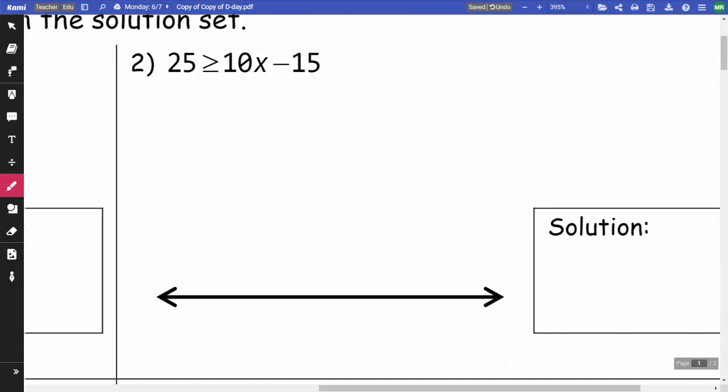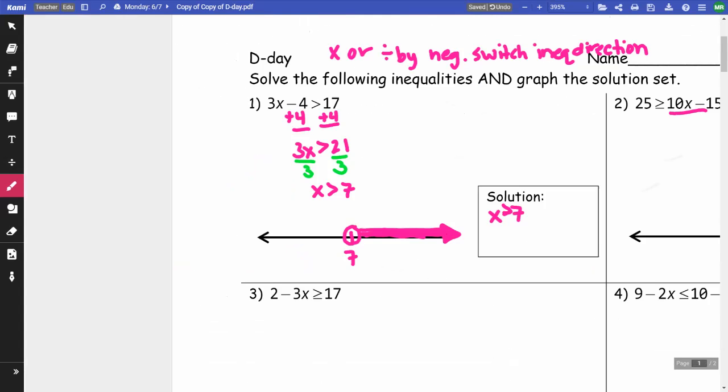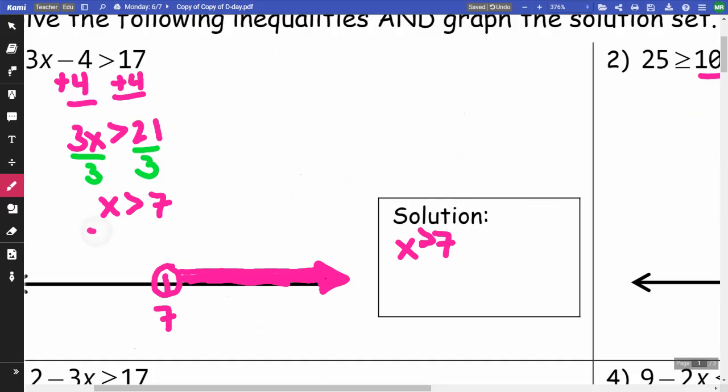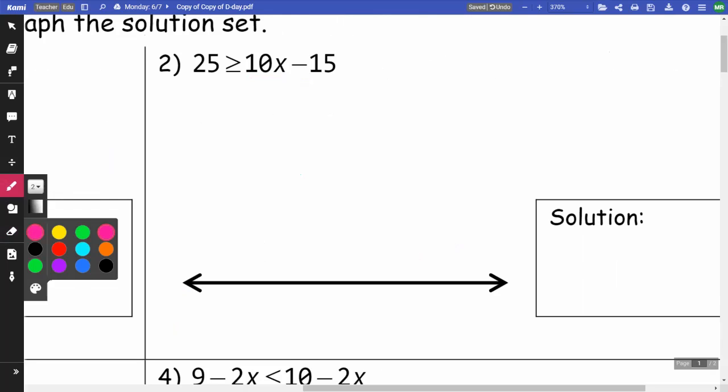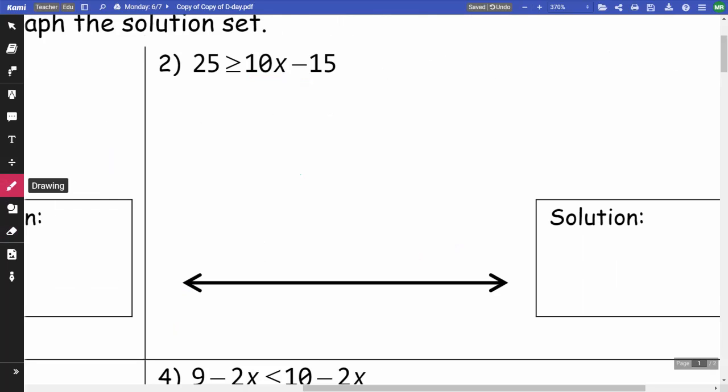On number 2, the one thing you do want to pay attention to is that your x is on the right-hand side, where in the last one, your x was on the left-hand side. If your x is on the left-hand side, the direction your inequality is pointing is the direction you shaded. But if it's on the other side, it's going to be the opposite. So you guys got to be careful, or read it out loud to yourself and see where you should be shading. Okay, so I'm going to add 15 to both sides.